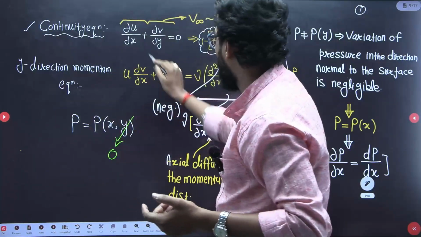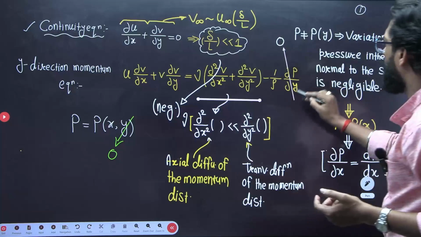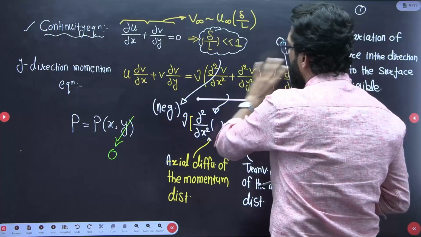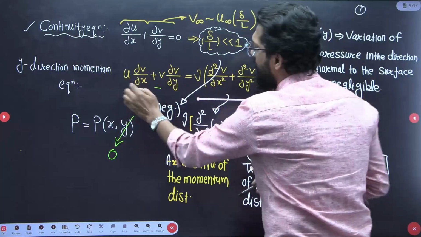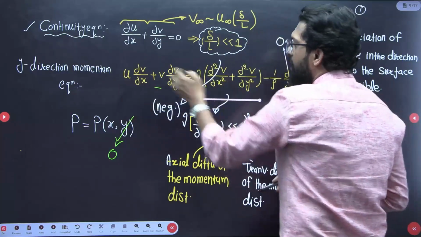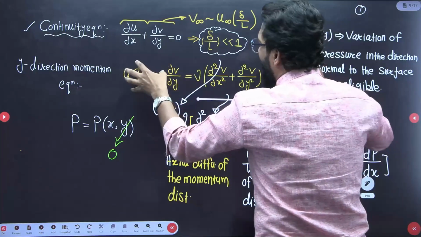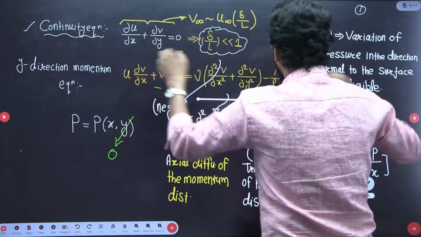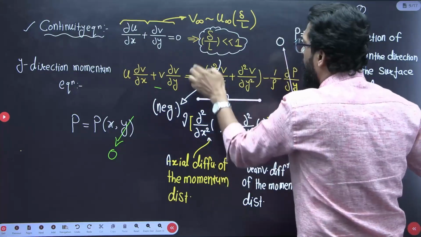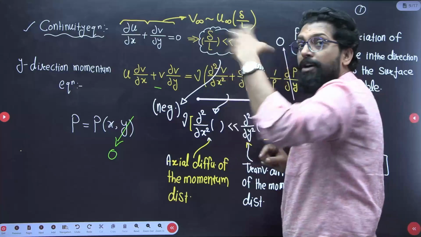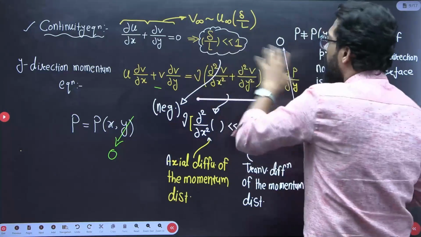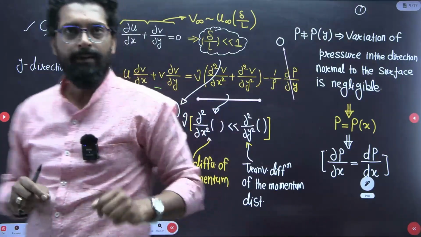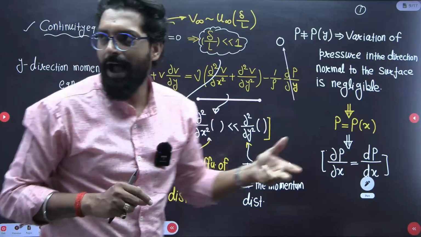From the Y direction momentum equation, we conclude that ∂P/∂Y is equal to 0. Why? Because the pressure gradient is much more dominant than the viscous term and the inertia term. If you compare the pressure gradient over the inertia term, the pressure gradient is dominating. If you compare it over the viscous term, it is also dominating. So these two are neglected. So ∂P/∂Y is equal to 0. That is your momentum equation in Y direction.